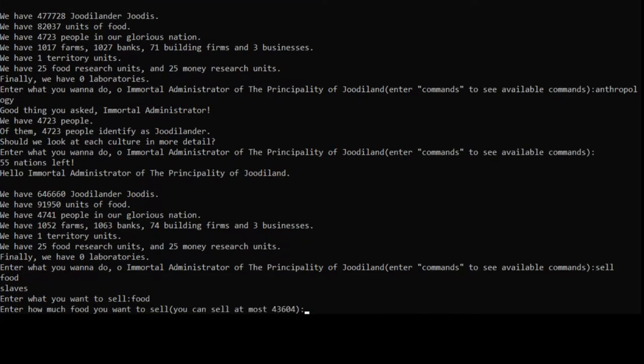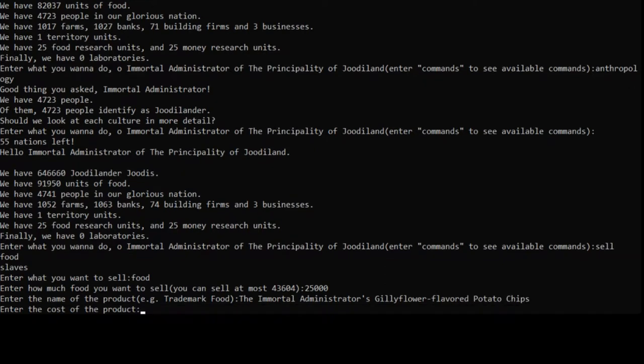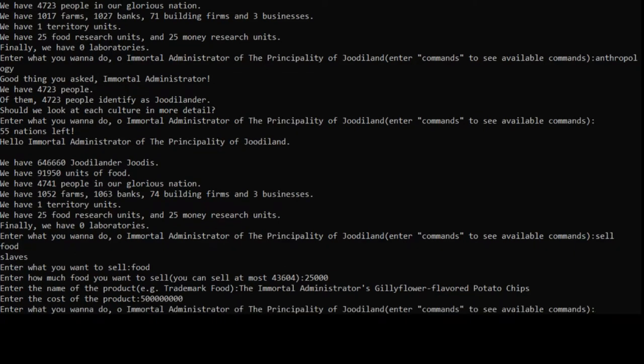So how about if I sell 25,000 food? The name of the product, what should I call it? The Immortal Administrator's Gilly Flour Flavored Potato Chips. There you go. Enter the cost of the product. Oh boy, 500 million. Don't worry, the cost will decay over time, and by decay over time, you will divide by 2 from time to time, and the amount of food you have will also decrease, because food doesn't last forever.